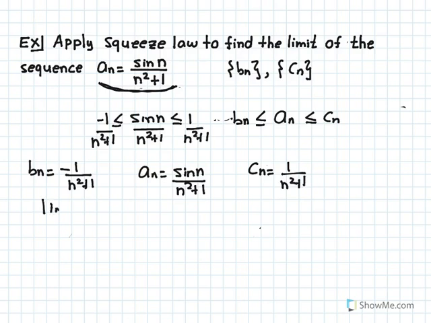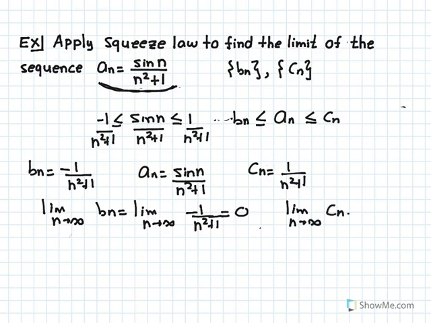Now, we know that the limit as n goes to infinity of bn is equal to the limit as n goes to infinity of negative 1 over n squared plus 1. And this is simply going to be 0 because we have negative 1 divided by infinity. As n goes to infinity, the quadratic function n squared plus 1 also goes to infinity, so we have negative 1 divided by infinity, which is 0. Similarly, we can show that the limit as n goes to infinity of cn equals 1 over n squared plus 1, and essentially this limit is going to be 0 as well, for the same reason, because you have 1 divided by infinity.